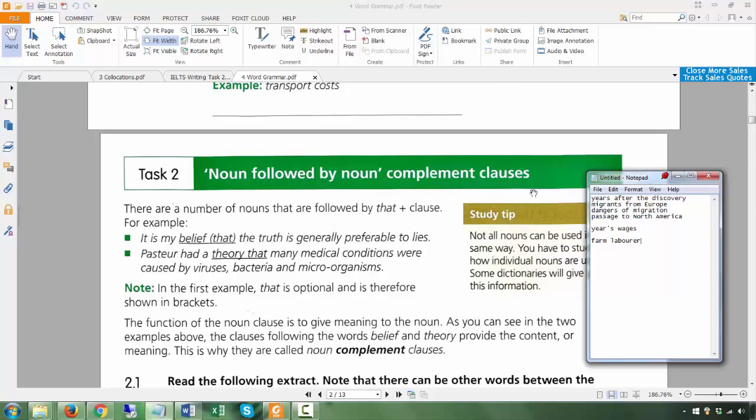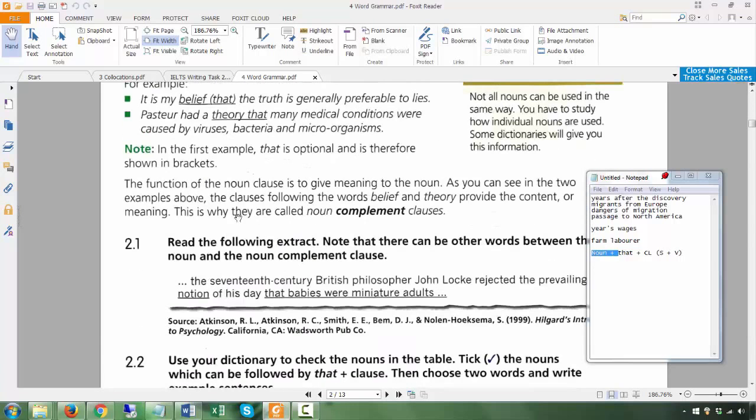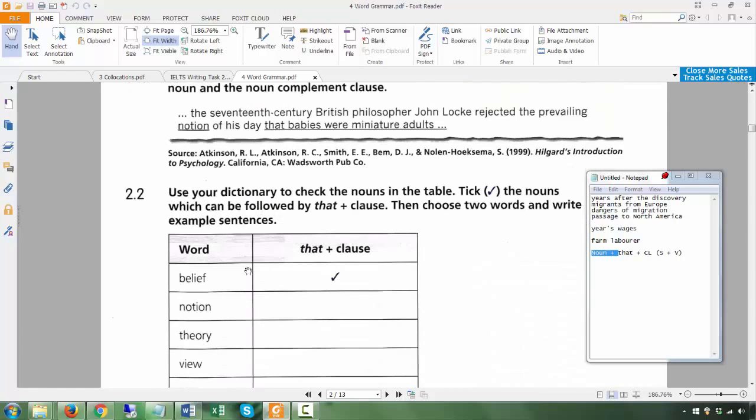Now, you don't have to worry so much about the name of this. In fact, some books and some authors may name it differently, but the point is that you have a pattern whereby what comes after a noun is a that plus a clause. So the clause is another subject plus verb. Okay, so that is what it's talking about, a that plus a clause. So hopefully you've read all this already. Okay, I'm not going to go through all this.